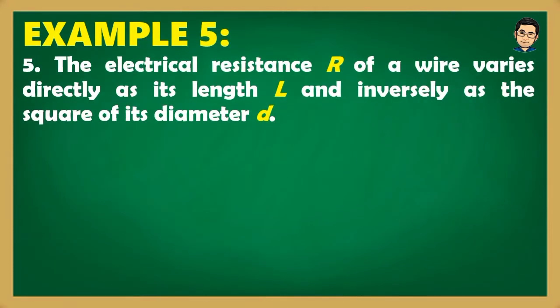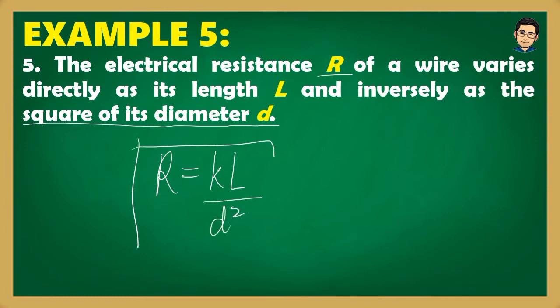So for our last example, the electrical resistance R of a wire varies directly as its length and inversely as the square of its diameter. So the electrical resistance using variable R equals K, varies directly as its length, so using L, so K and then L, inversely as the square of its diameter. So meron na naman po dyan, square of its diameter, that is d squared. So our answer will be R is equal to KL all over d squared.